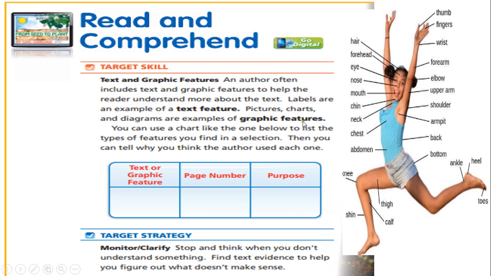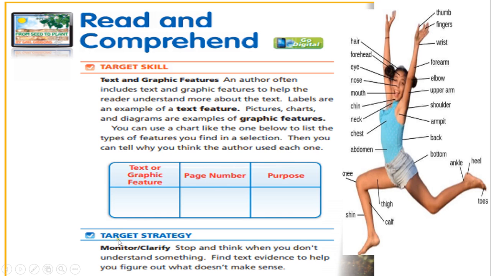Authors often provide graphic features to help us understand more. They also include pictures, charts like this, and diagrams, which are also examples of graphic features. You can use a chart like the one below to list the types of features you can find in a selection. Then you can tell why you think the author used each one.